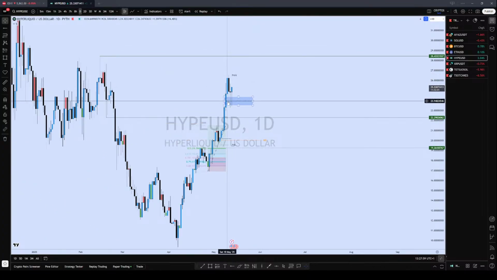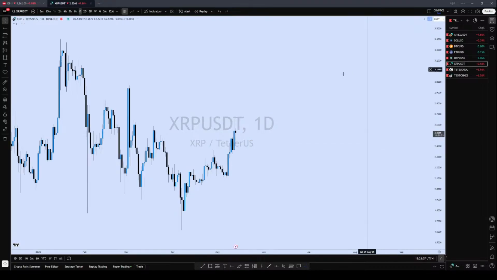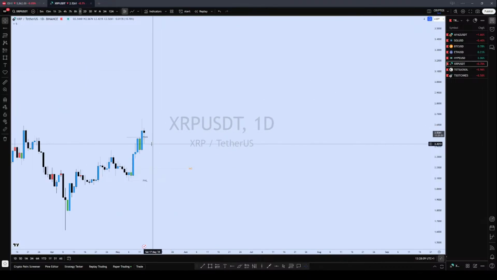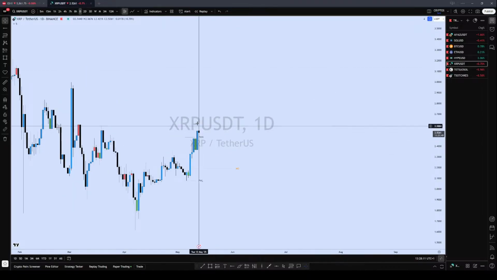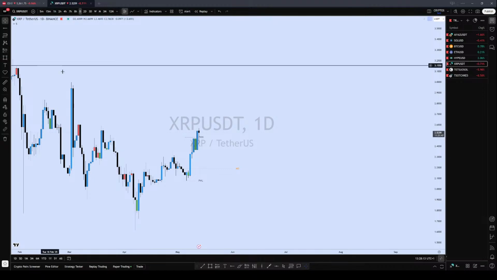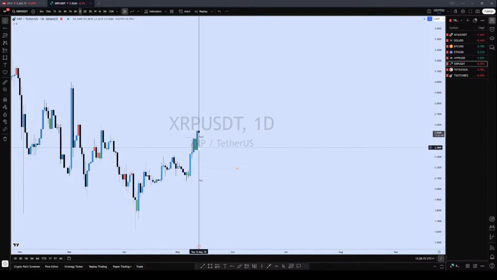We pull back into the gap, rejecting. So 28.43 is the next upside objective. XRP, much better, because we had a down candle here. I think XRP will be the trade. If you want to take a trade, XRP will be the best, because we can protect ourselves with this down candle. So look for XRP to shoot up from where we are.